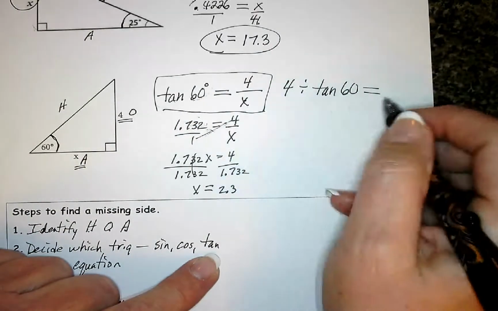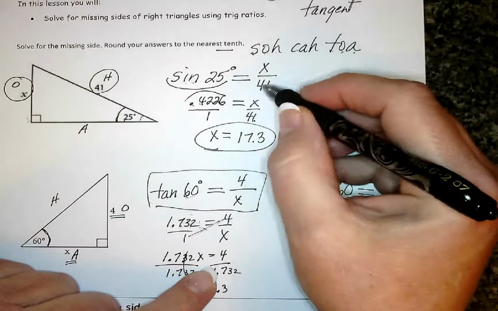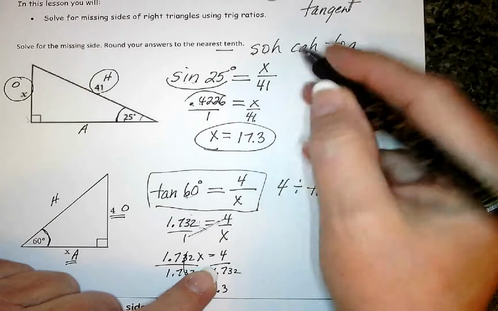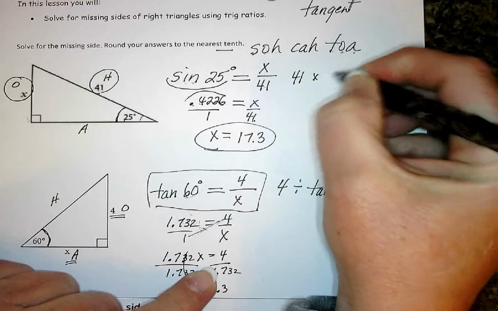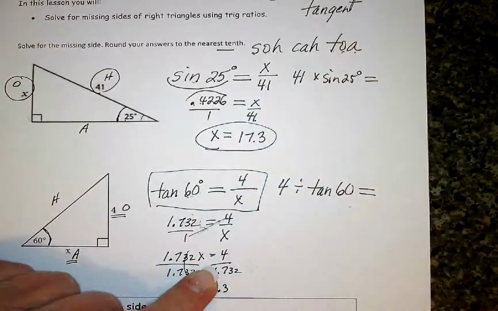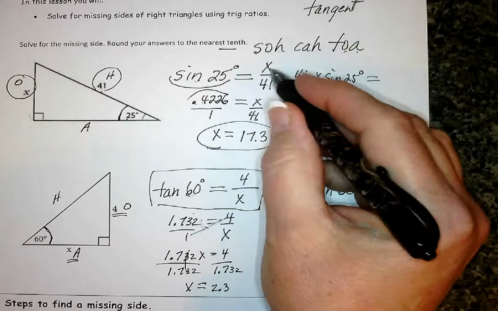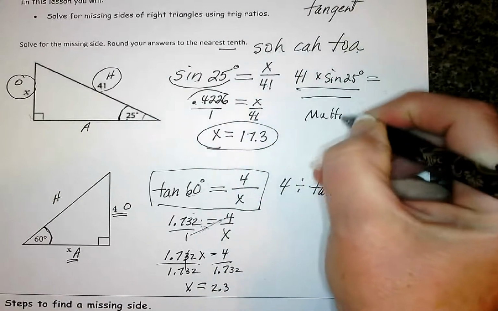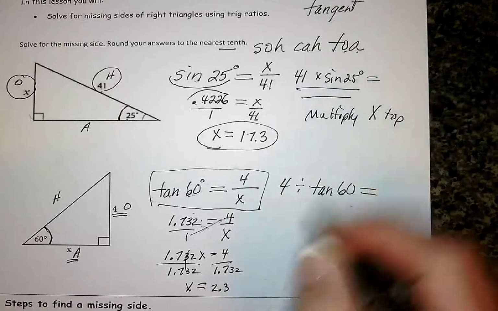So basically, we're kind of shortcutting the solving, and then using our calculator for those. Okay, if I go back up here, x is on the top, that's a multiply. So I'm going to take this number 41 times sine 25. And when I do that, I get 17.3. So these are kind of the shortcuts. If x is on the top, I'm going to multiply. If x is on the bottom, I'm going to divide.